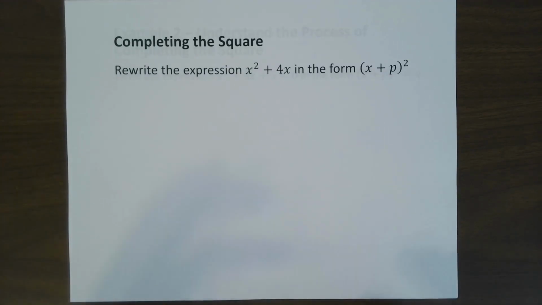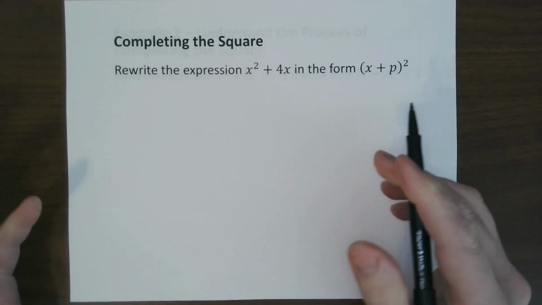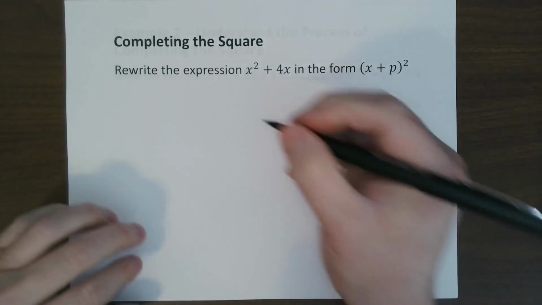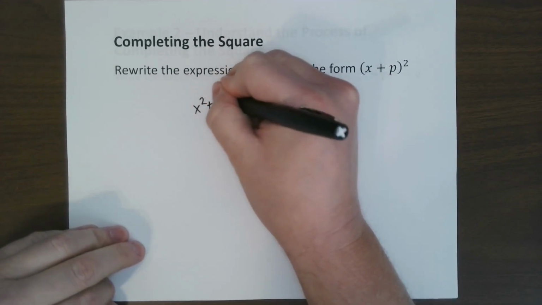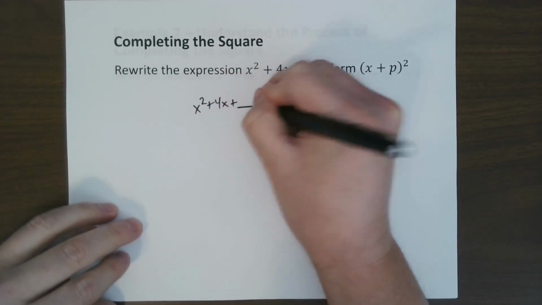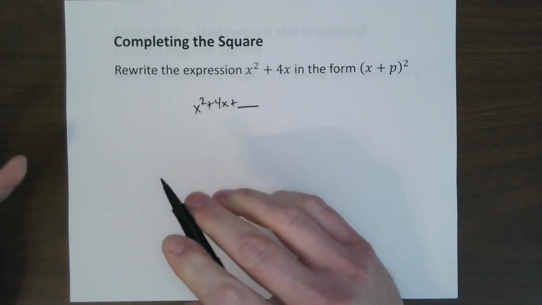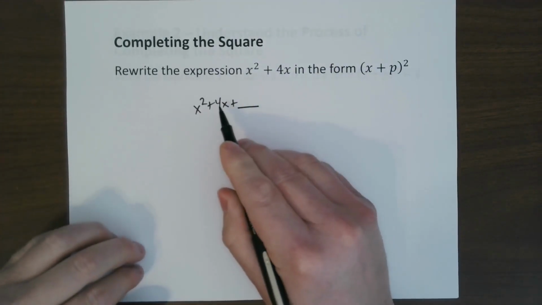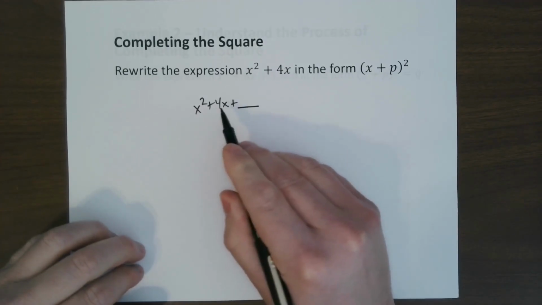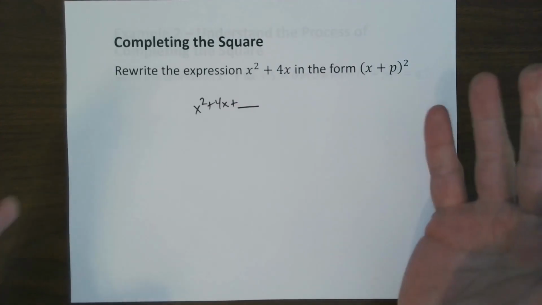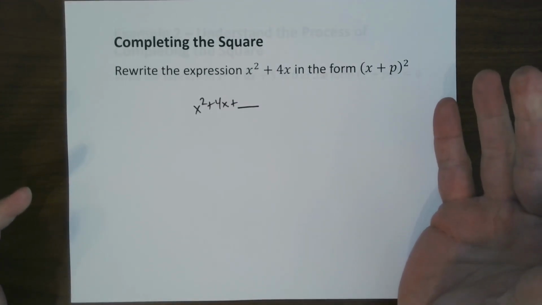So the process of completing the square is we don't know what will make it square or not. So if we take a look at this expression, we have x squared plus 4x, and we've got to figure out what we need to add to it to make it a square. Now, as you noticed from before, I said that the middle number was half of this, and then the last number was squared. So we're going to use that right now to complete the square.